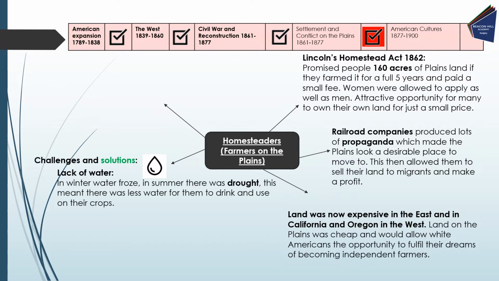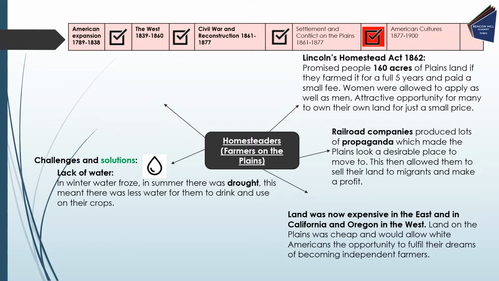In terms of the challenges on the plains, because farming there wasn't easy, one of the challenges, for example, was a lack of water. In winter, water froze, and in summer there was drought. This meant there was less water for them to drink, but also to use on their crops as well.